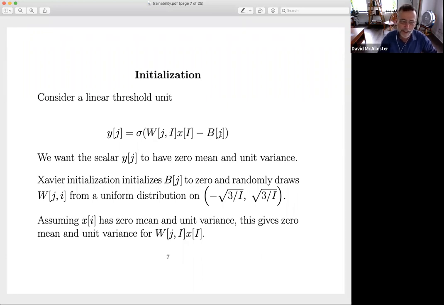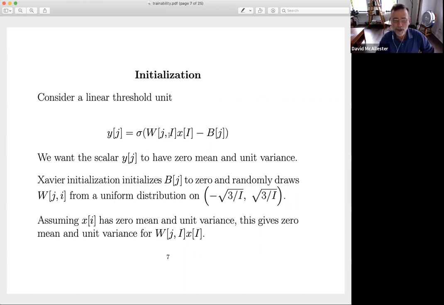We want the input to the activation function to have zero mean and unit variance. And in Xavier initialization, we're going to initialize these bias terms to be zero. So this quantity is what's being fed to the J activation function. We want this quantity to have zero mean and unit variance. So what we do is we initialize the weights in this weight matrix to have zero mean and a very specific variance. The variance is set to be minus the square root of 3 over the size of the sum that's being taken.